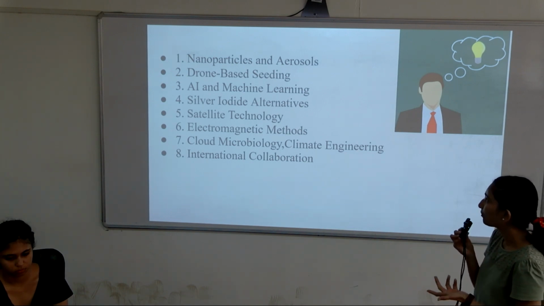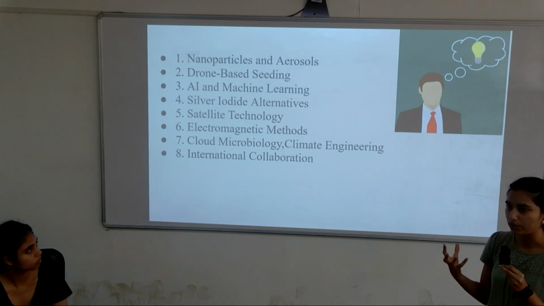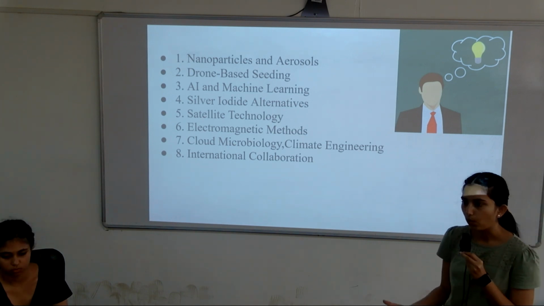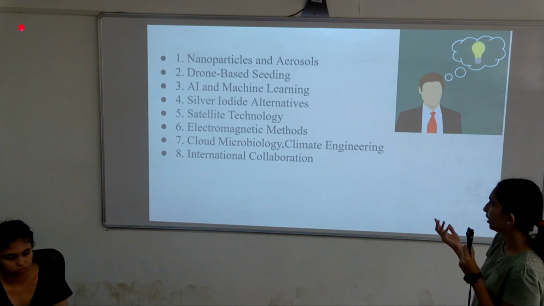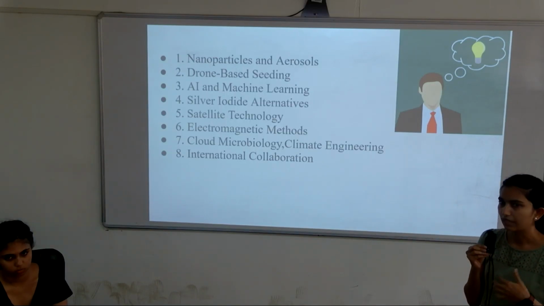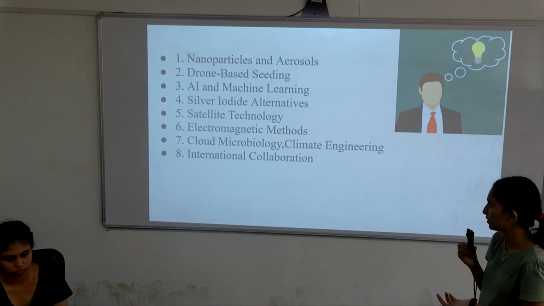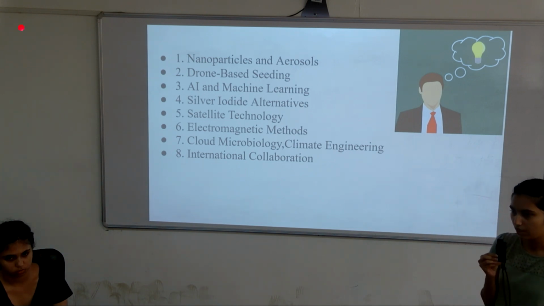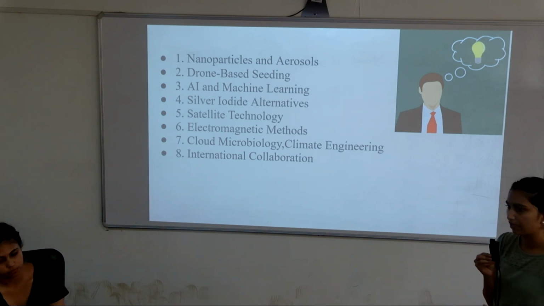Then AI machine learning: if we know the weather, we can predict how much air and how much cloud seeding or rain is required for a particular region, and accordingly we can go further. Next are silver iodide alternatives, where chemicals which are eco-friendly for the environment can be used in place of silver iodide. Satellite technology comes under weather control. If we know the weather, we can use the cloud seeding information for optimal uses.